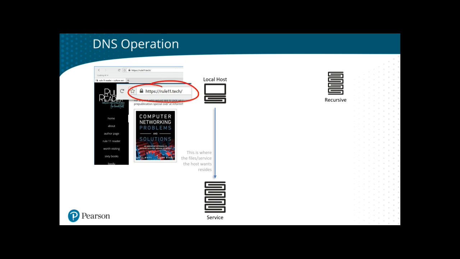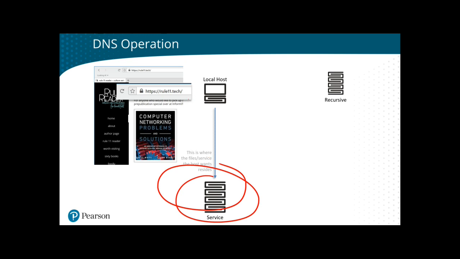What happens? When you type this in, the browser goes down to the operating system and says to the local host, all right, I need to convert this rule11.tech into a reachable address. In this case, it's going to be an IP address. So we're going to assume that this is the server which we're trying to get to. This is where we're trying to get to the service.